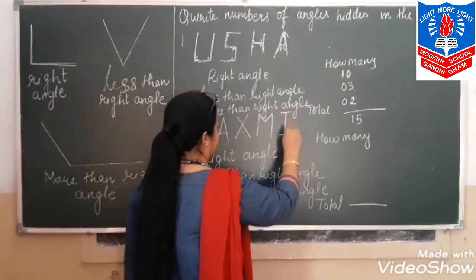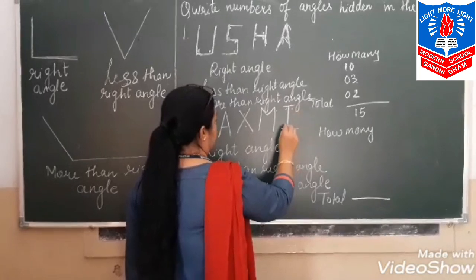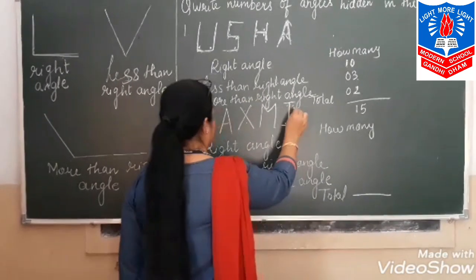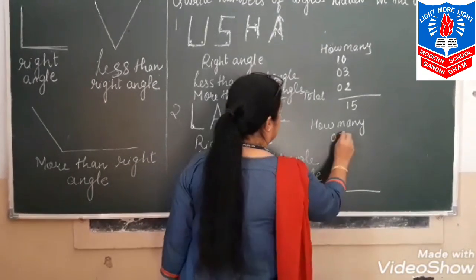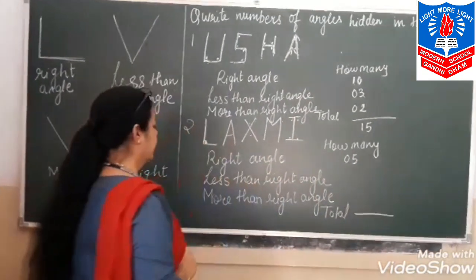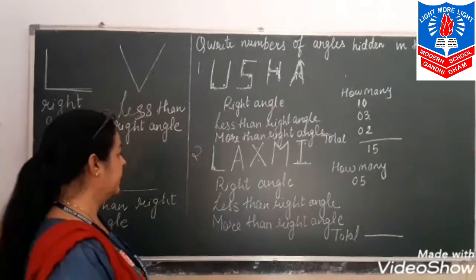But here 1, 2, 3 and 4. So 1, 2, 3, 4 and 5. So right angles: 5.